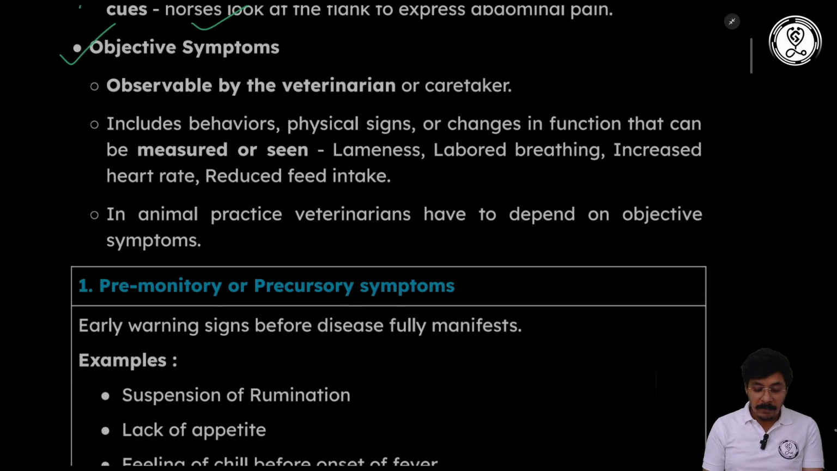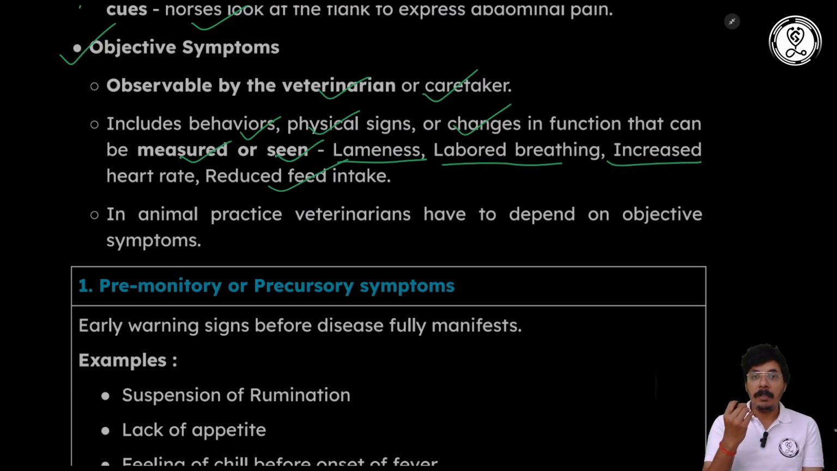The second one is objective symptoms. They are actually observable by the veterinarian or the caretaker. They include behavior, physical signs, and changes in function that can be measured or seen, like lameness, labored breathing, increased heart rate, and reduced feed intake. So basically, objective symptoms are those that can be seen by a veterinarian or a caretaker. Actually, I want to say an experienced person, the person who is either in close vicinity with that particular animal or an experienced veterinarian.